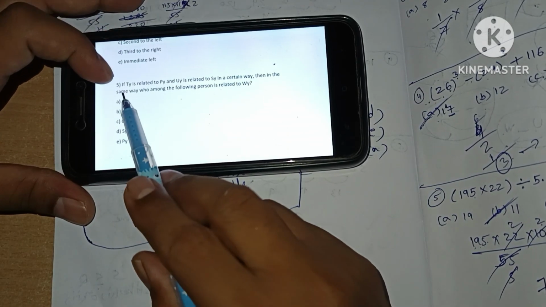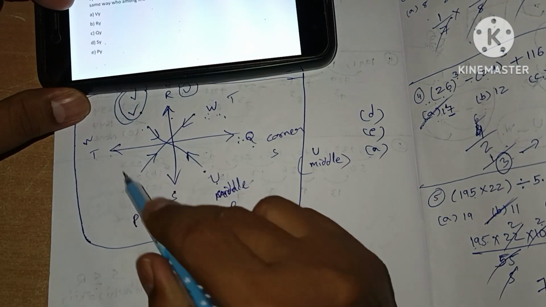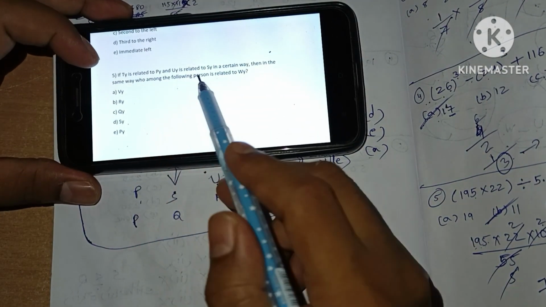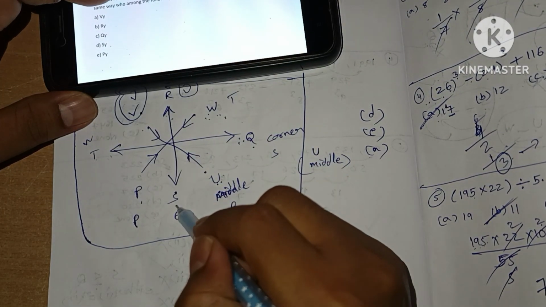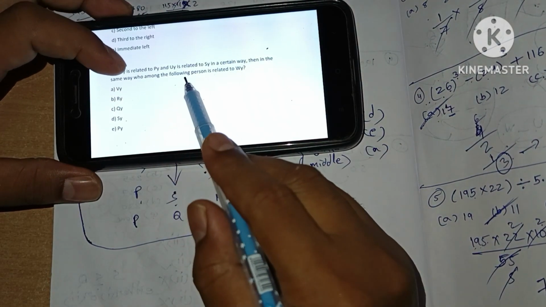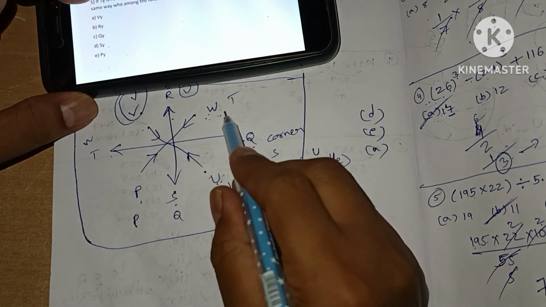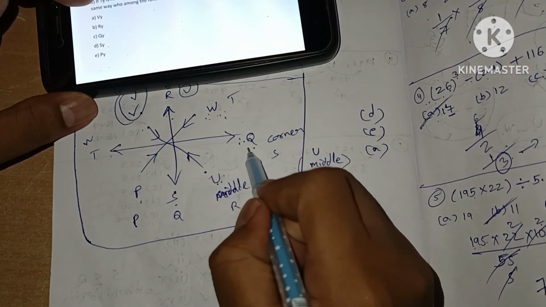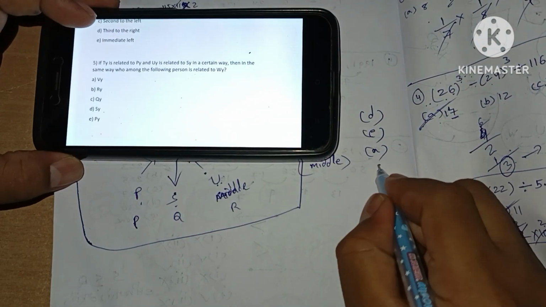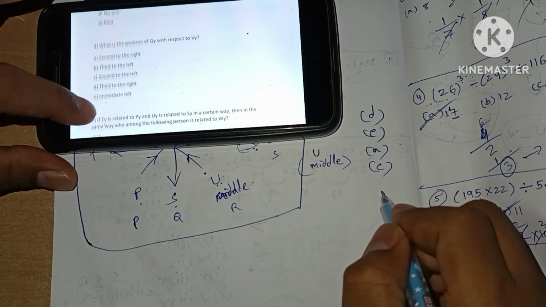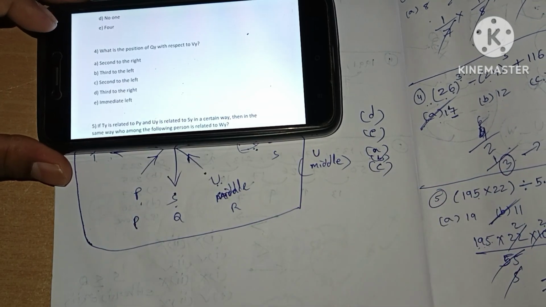Next, fifth question. If T is related to P, T's left side second one is P. U's left side is S. Okay. Then in the same way, who among the following is related to W? W's left is Q. So the answer will be Q. Option C is our answer. Fourth one answer is third to the left, B.